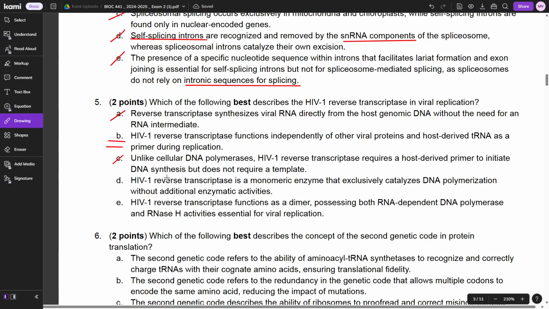Requires a host-derived primer to initiate DNA synthesis. It does require a template, right? You can't just synthesize out of thin air, right? You gotta use that.